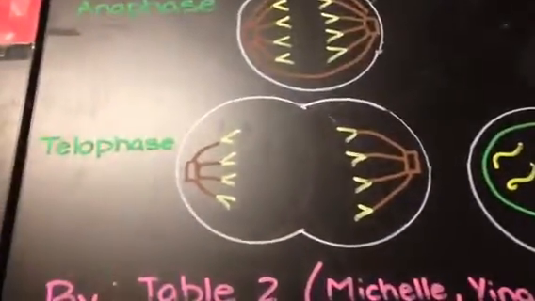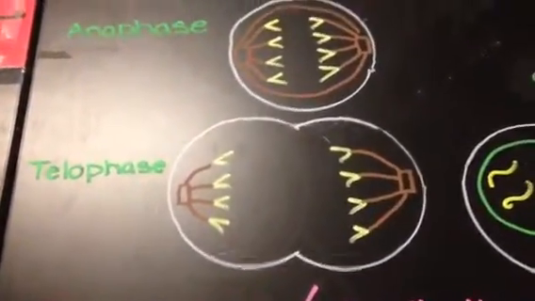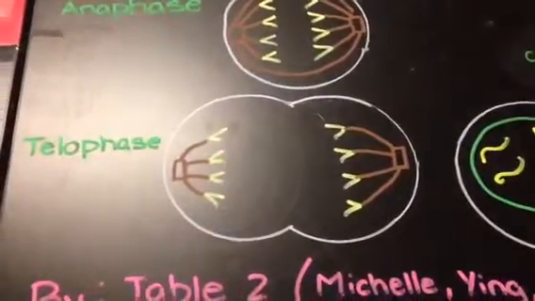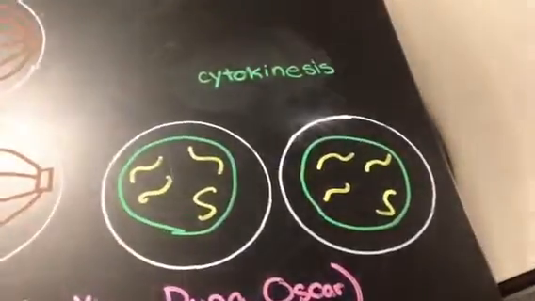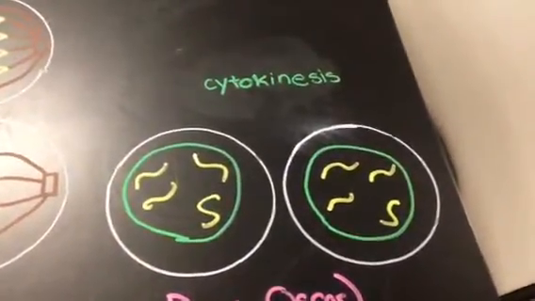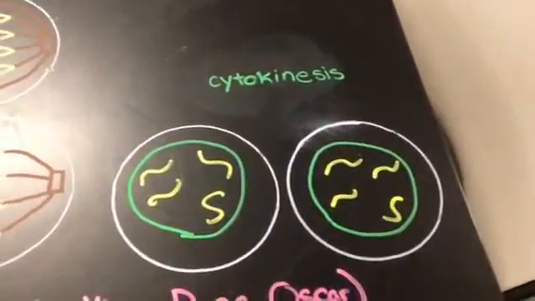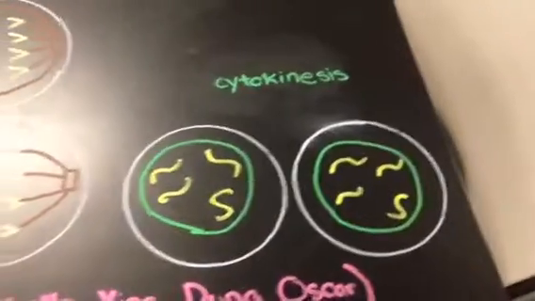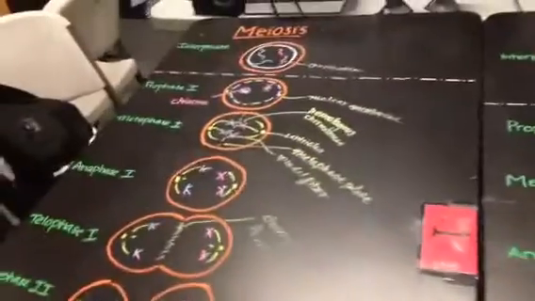In telophase, the centrioles move the sister chromatids further away from each other, and the cell begins to have a cleavage furrow, which is in an animal cell. In cytokinesis, the nuclear envelope begins to form again, and the cell produces two identical daughter cells to the parent. Now we're going to move on to meiosis.